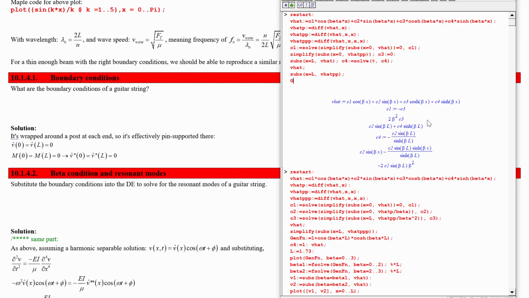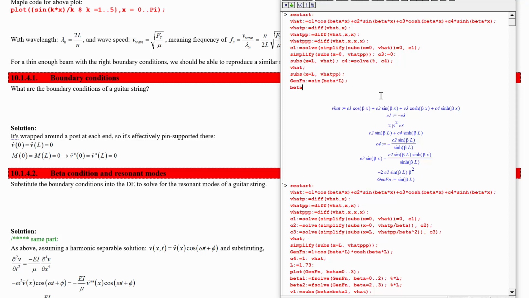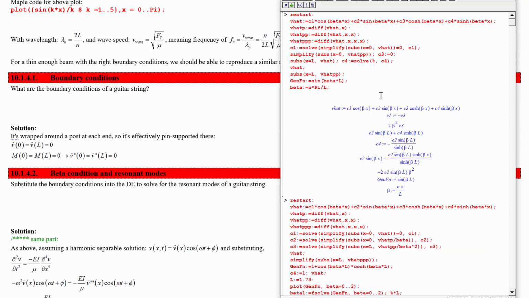So the generating function is equal to sine of beta times L. And that means that all the betas are this closed form thing. All you need is that beta L is equal to n pi, which means beta n is equal to n times pi divided by L. And that gives you all of the different betas that we're looking for.